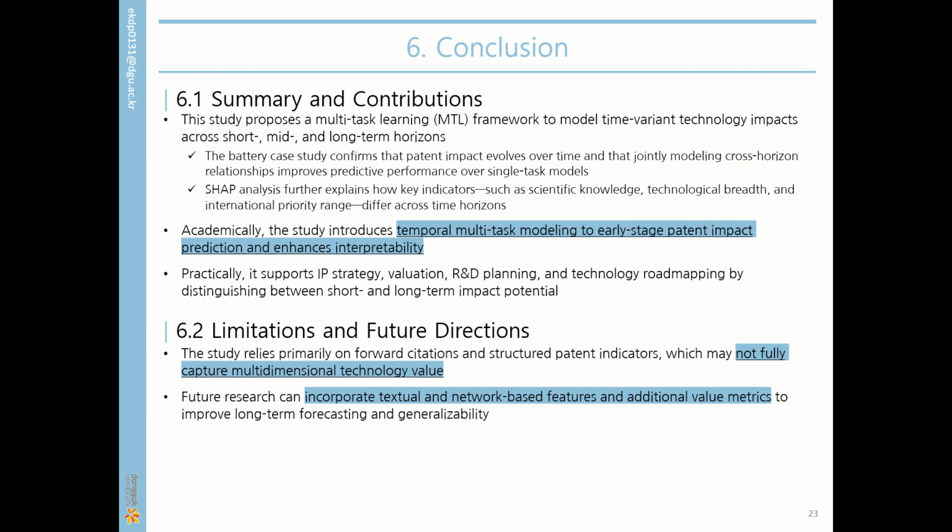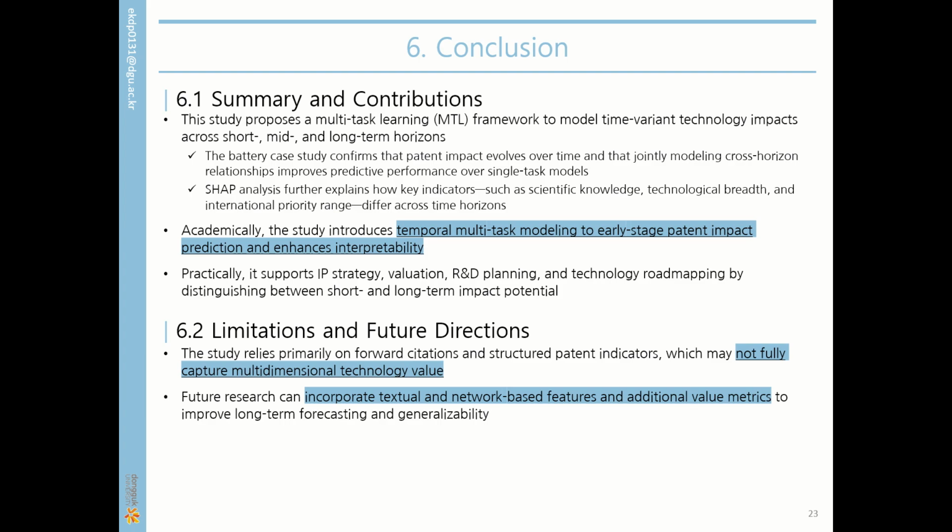Finally, the study proposes a multitask learning framework to predict time-variant technology impact across different time horizons. The case study on battery technology shows that patent impact evolves over time and that modeling cross-horizon relationships improves prediction performance compared to single-task models. In addition, SHAP analysis helps explain how key indicators influence technology impact across different horizons.